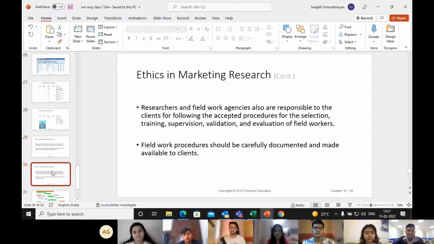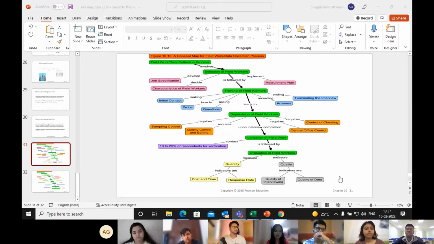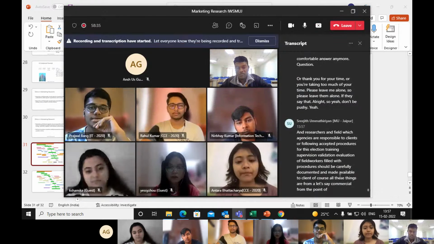Researchers and fieldwork agencies are responsible to clients for following accepted procedures for the selection, training, supervision, validation, and evaluation of field workers. Fieldwork procedures should be carefully documented and made available to clients. Of course, all these things are from the point of view of a commercial market research organization.